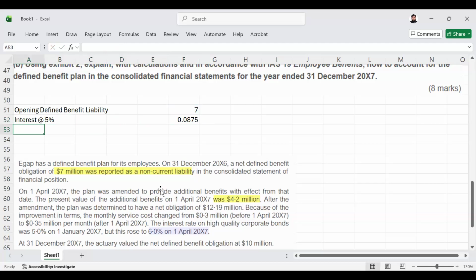Then what actually happens is the current service cost is going to be 0.3 into 3 plus 0.35 into 9. So resultingly, what is actually going to happen? Try understanding this thing.